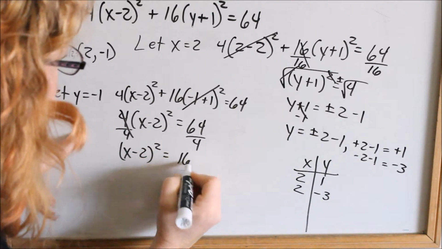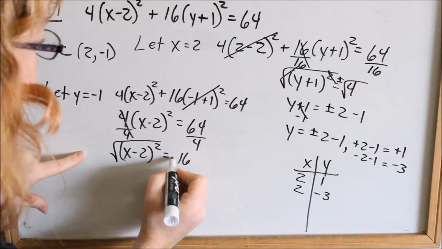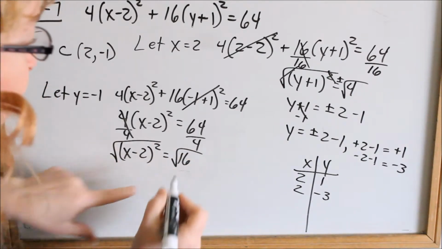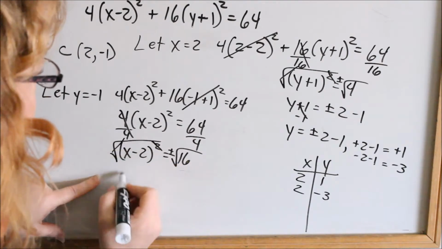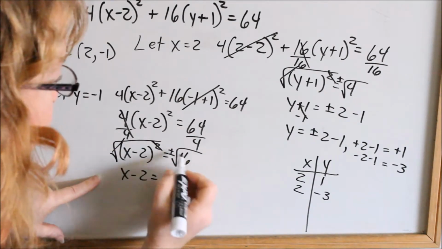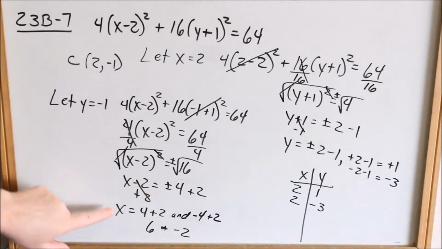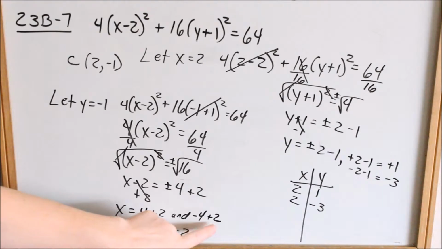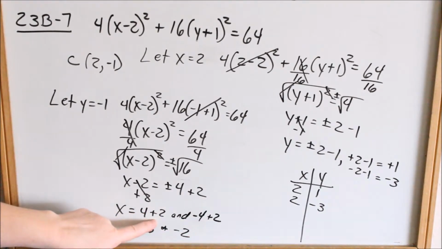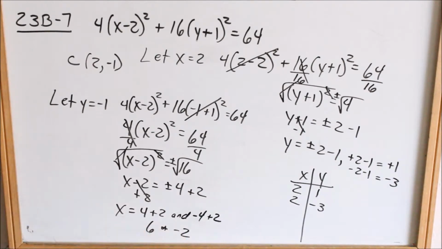Then we have 16. How do we get rid of the square? Opposite, square root. What do you put in front of the radical when you take the square root? Plus or minus. So this becomes x minus 2 plus or minus 4. Now we want to add. So what that means is you have a positive 4 plus 2 and a negative 4 plus 2. 4 plus 2 is 6, and then negative 4 plus 2 is a negative 2.